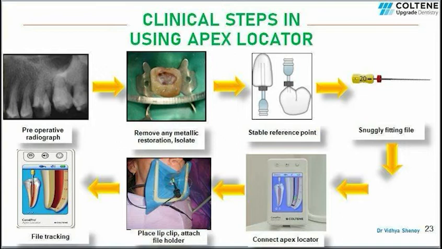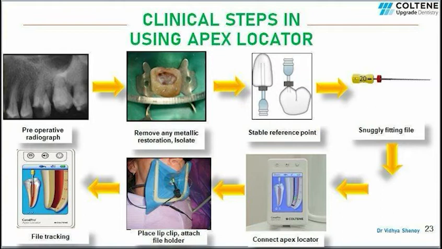Another thing we have to keep in mind is we have to select a snugly fitting file. That is, a larger file which contacts the walls of the root canal should be selected. Then before using the apex locator, make sure all the parts are well connected. That is, the measuring wire is connected to the device, and the lip clip and the file holder are properly attached to the measuring wire.